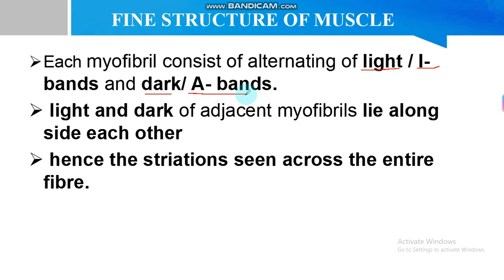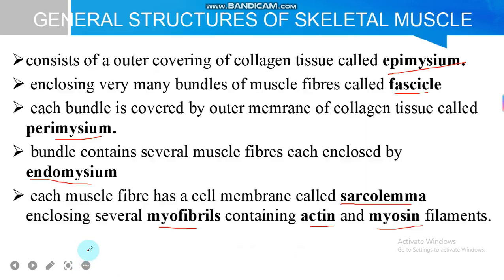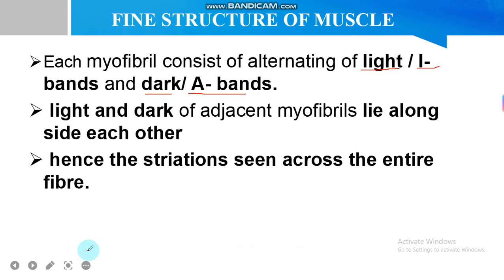So these two bands, the light and dark, alternate within the myofibril. If I take you back, look at this. So there is a light band here, but it is followed by a dark band. There is a light band, actually up to here, there is a light band. Then it is followed by a what? By a dark band. So the myofibrils consist of those alternating light and dark bands.